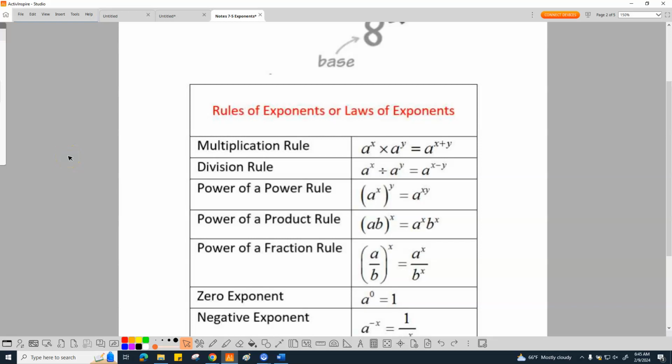So here we go. I'm going to talk about what I mean by this first rule, the multiplication rule. What does it mean? Well, it means this. If I have x to the 4 times x to the 3, that ends up actually being x to the 7. Do you see that? Instead of an a, I have an x down here. These are just placeholders, right? So x to the 4 times x to the 3 is equal to x to the 7.